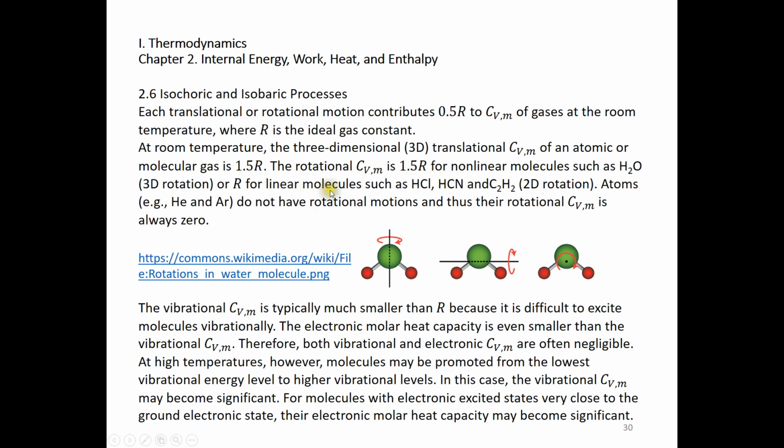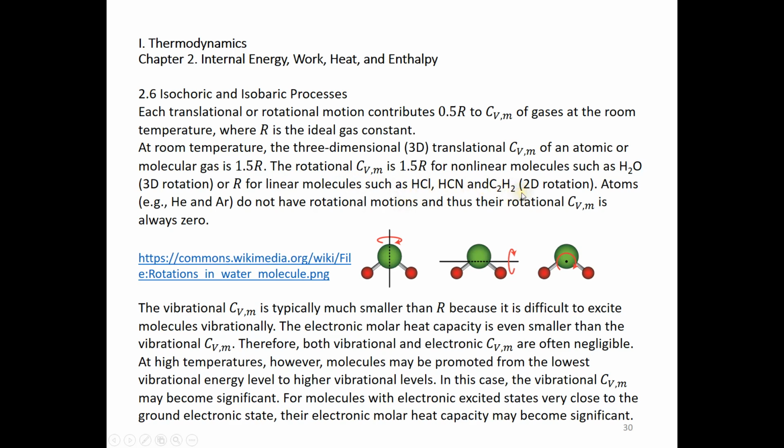But if you have a linear molecule, well, the rotation of such a molecule is considered two-dimensional rotation. Here are examples: HCl, HCN, C2H2. They are linear. There are only two rotational motions. This is only because there are only two rotational axes.